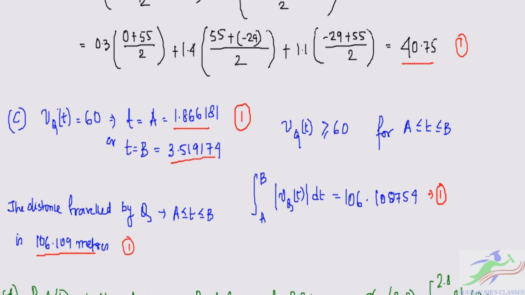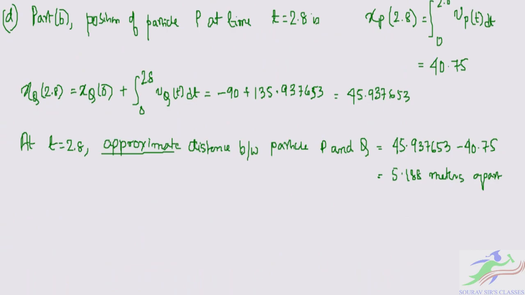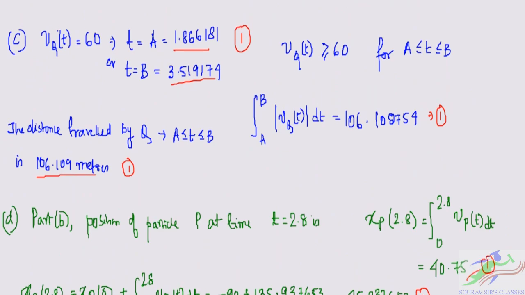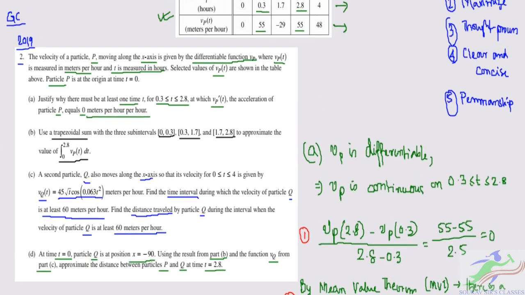That's 3 points. And finally, for part D, the position of particle P fetches you 1 point, the position of particle Q fetches you 1 point, and the distance between them fetches you the last scoring point. In this way you can maximize your score in these multiple part questions. So this is for question number 2.